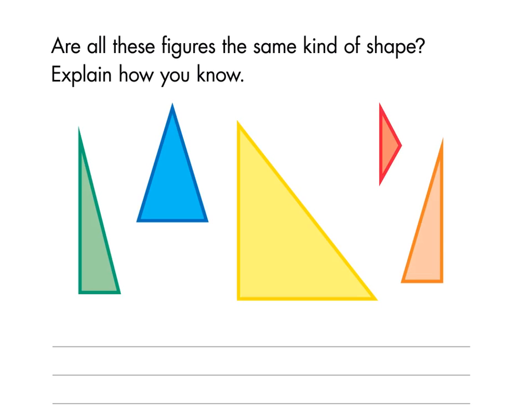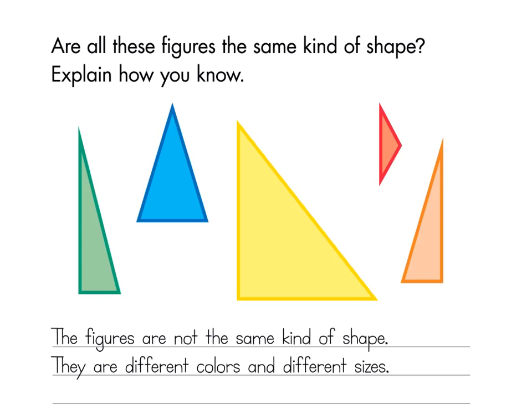This problem is key because it requires students to consider which attributes define a triangle and which attributes do not. Listen and look for students who say that the figures are not the same kind of shape because they are different colors and sizes.